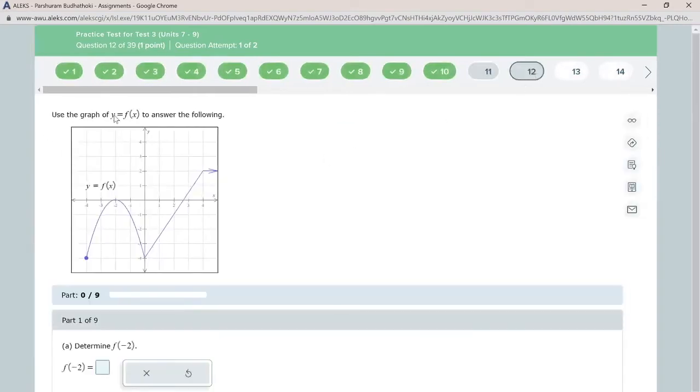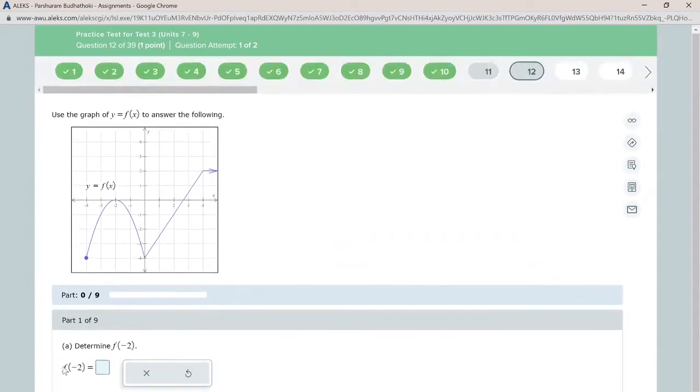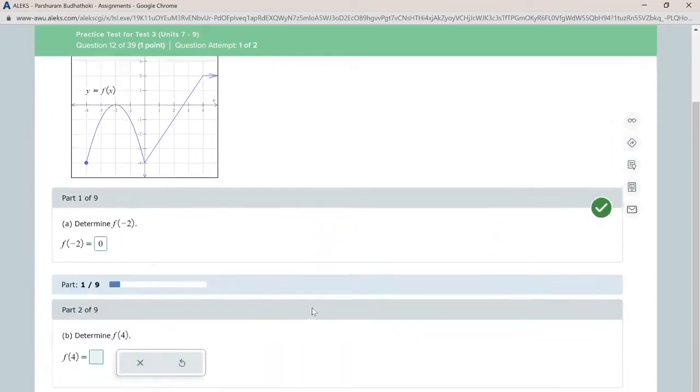Use the graph of y equal f of x to answer the following. You have been given the graph. Find the value of the function when x is negative 2. Function means the y value. So to answer this type of question, go to the x-axis at negative 2, find the point on the curve at that x, which is basically this one, and find the value of y at that point. Here you can see that the graph is touching the x-axis, so the y value is 0. The value of the function means the y value.